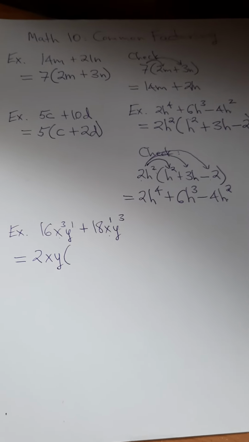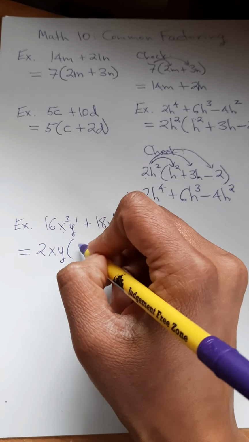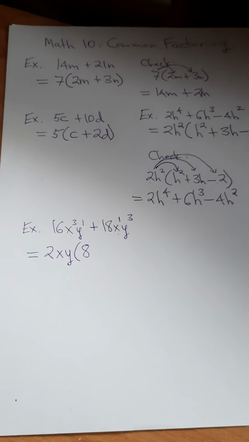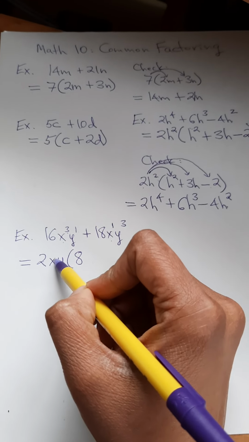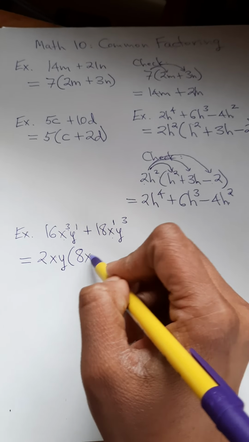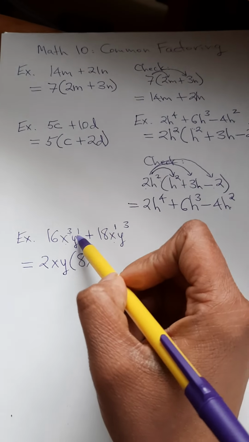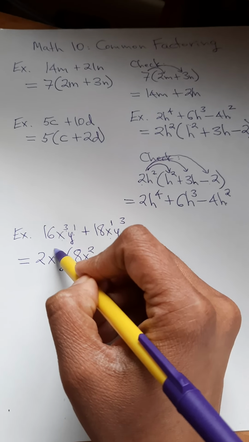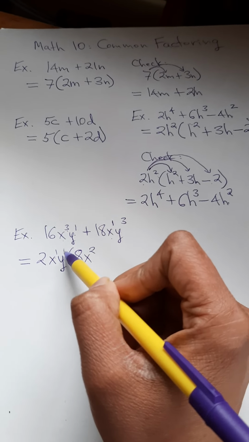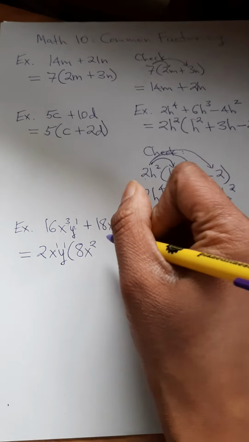So open up your bracket here, okay? We're going to do 16 divided by 2, which is 8. Okay, and then for x, this is x to the power of 3 minus x to the power of 1, so x squared. Okay, if you look at y here, I took the y outside. This is actually just y to the power of 1, right? Let's put 1 here. This is 1 minus 1. Okay, y to the power of 0, so it's just gone.